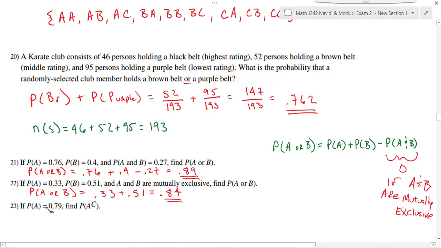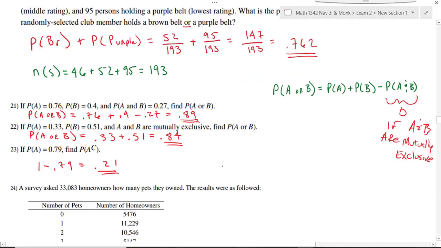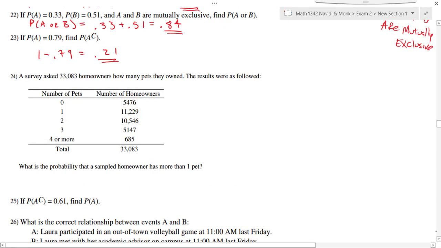Number 23. If the probability of A is 0.79, what's the probability of the complement of A? 1 minus 0.79 is equal to 0.21. Complement means you subtract from 1. If you know the probability of an event, the probability of the complement is 1 minus the probability of the event, and vice versa.